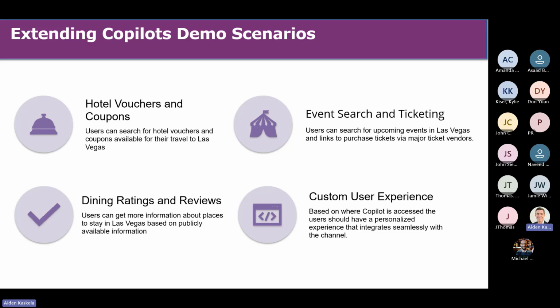And we're going to be going through 4 scenarios today. Our scenario is that we work for the Las Vegas Tourism Bureau, and we want to help people find reasons to come to Vegas. So one of those things will be using Copilot to find hotel vouchers and coupons, and then get ratings and reviews for restaurants, event search and ticketing, and customize that user experience.